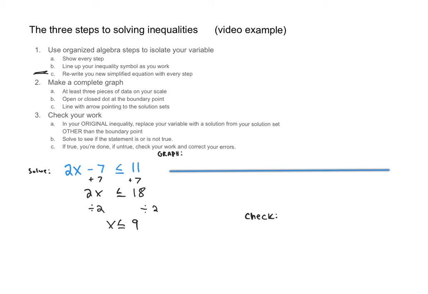Okay, this next step is graphing. So I'm actually going to circle that because that's my solution. I saw a lot of different things going on with the graph. Your graph needs to have at least 3 pieces of data on your scale. Meaning, I saw some people just say, well, here's 9, and then x is all of these things. That's not enough information.